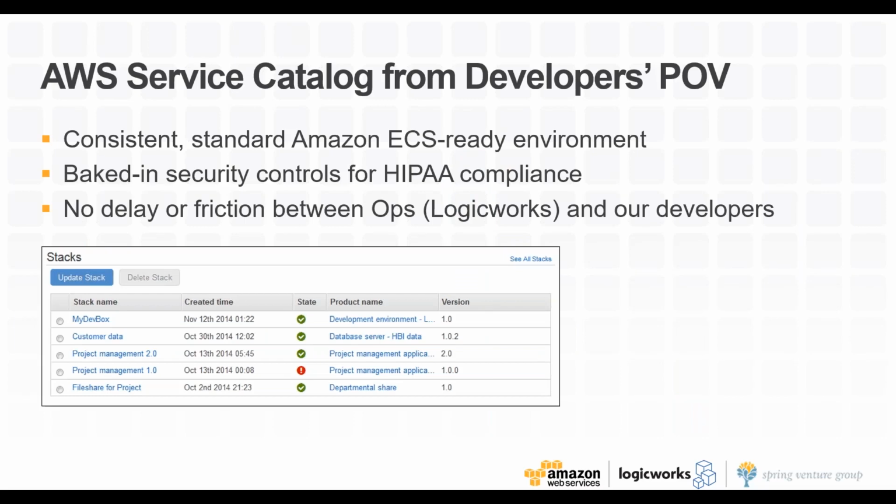As Chuck talked about earlier, Service Catalog provides Spring Venture Group, from a client perspective, a consistent ECS-ready environment. All the controls and everything that Logicworks has built in from an infrastructure standpoint to ensure HIPAA compliance is all there. We don't have to worry about that. We just execute a command and we get back infrastructure that we know is consistent. And there's no delays or friction between the operations DevOps stack and our development DevOps stack.